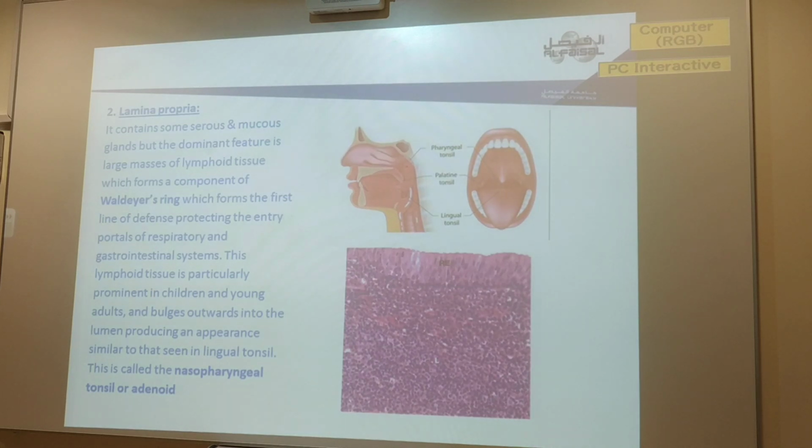What is the structure of the pharyngeal tonsil? Epithelium, respiratory with patches, and the lamina propria is occupied by a large number of lymphocytes. This is the histology. The structure is called the pharyngeal tonsil. Now what happens?